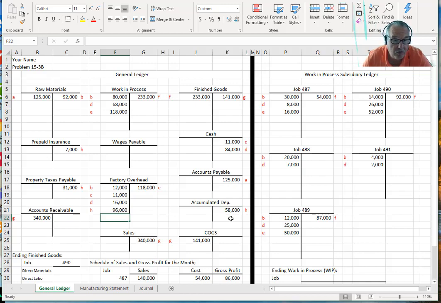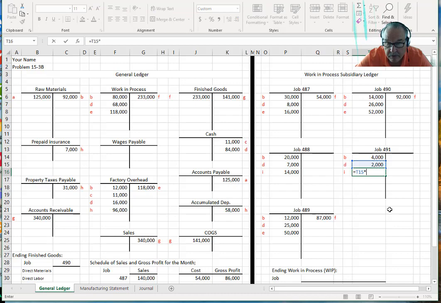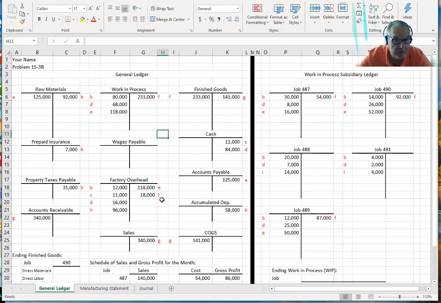And so now we can apply overhead to our two jobs that are still remaining. Two jobs still remaining in process are 488 and 491. We'll do our 200% for job 488. This is transaction I. And post that as a credit to factory overhead and a debit to work in process. So we transferred the cost of the jobs that we completed in transaction E, and now we're transferring the overhead cost of the two jobs that we did not finish, 488 and 491 now.